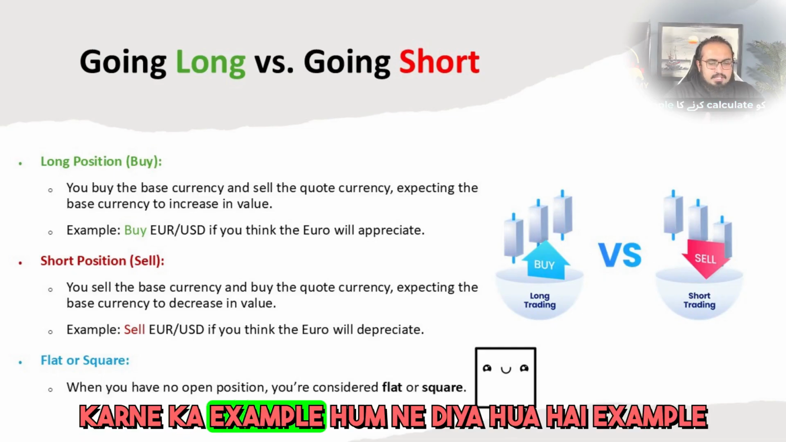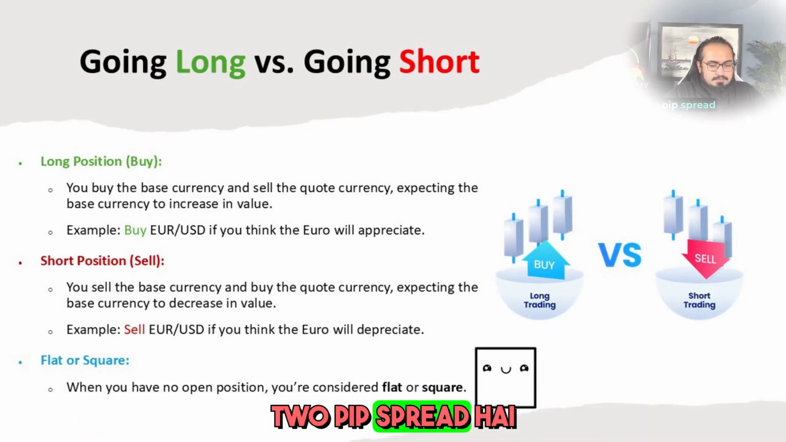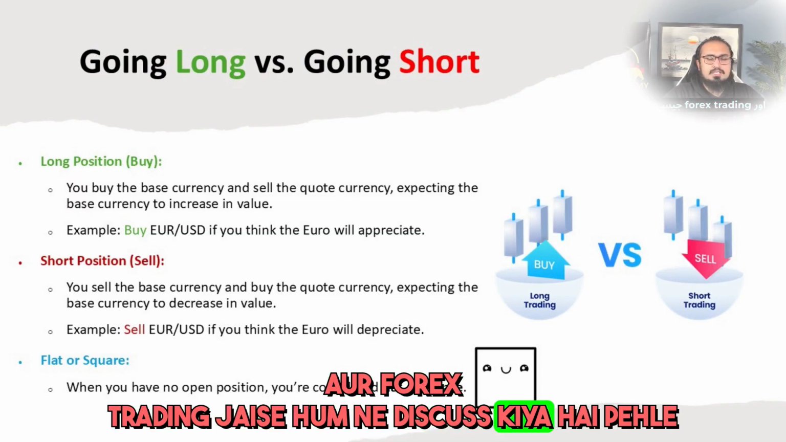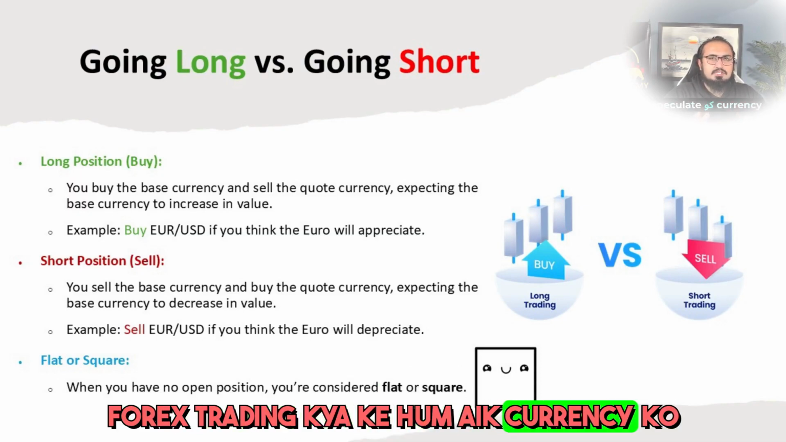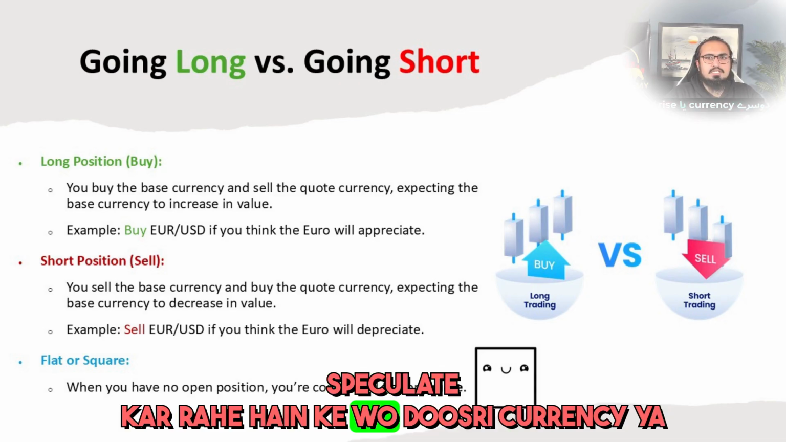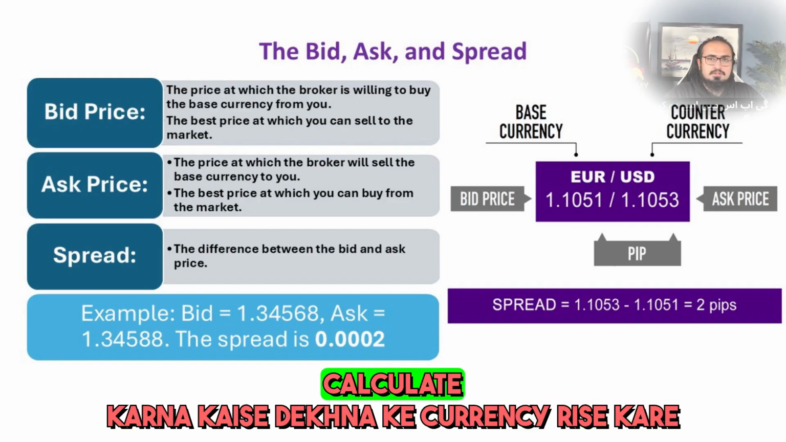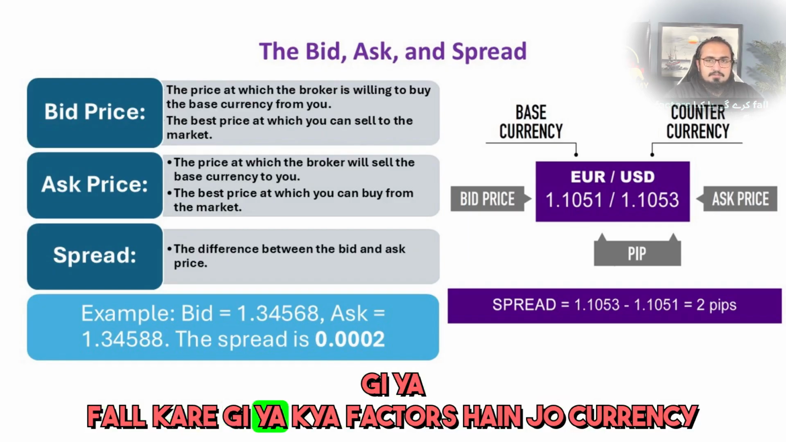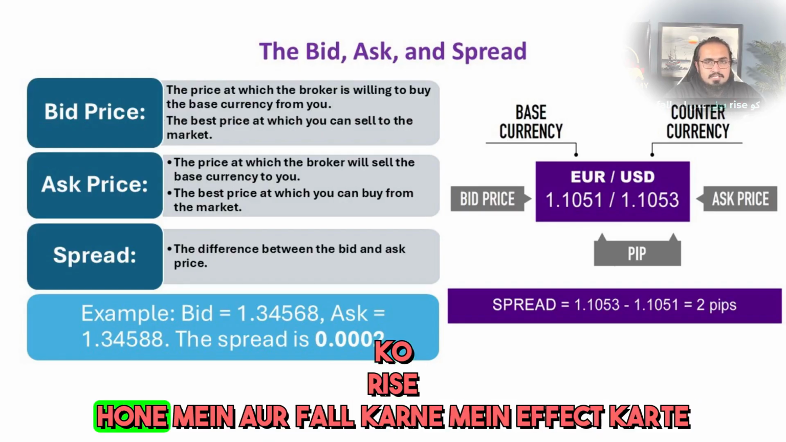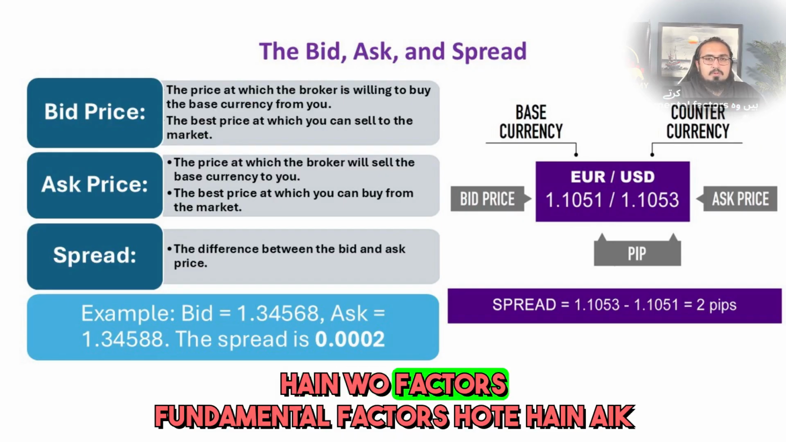So now we have given an example of how to calculate the spread. You can see in the example here, as we discussed earlier, in Forex trading, we speculate whether one currency will rise or fall against another. Now, how to see if a currency will rise or fall, or what factors affect a currency's rise and fall. Those factors are fundamental factors.